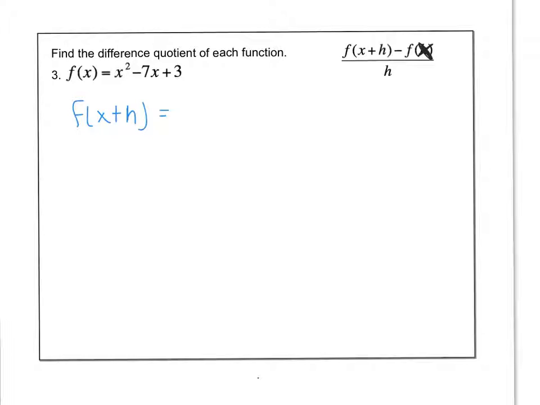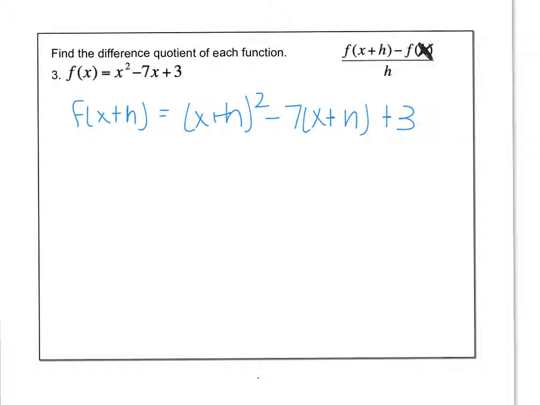So that literally means take x plus h and plug it in for every x that we saw. There's 2 x's in this problem, so make sure it gets plugged in for both of them. So it's going to be x plus h squared minus 7 times x plus h plus 3. Then we have to simplify that.